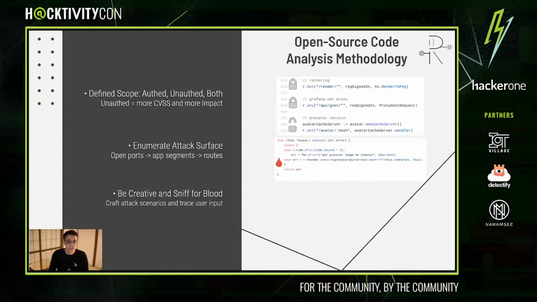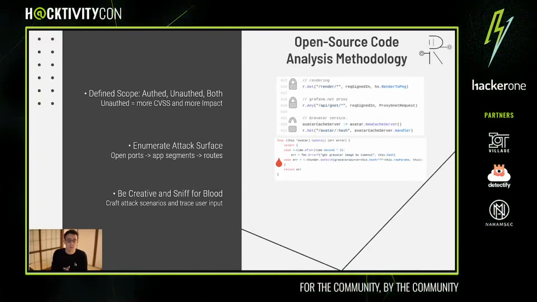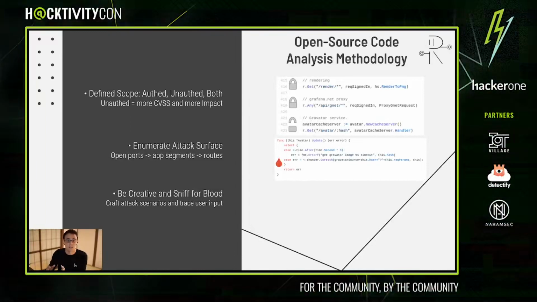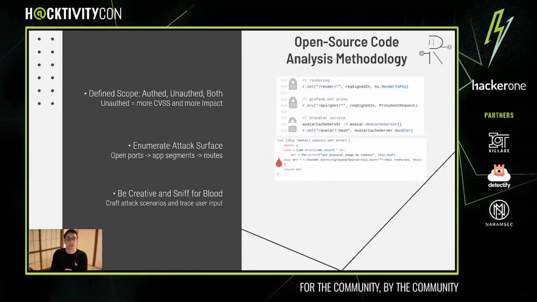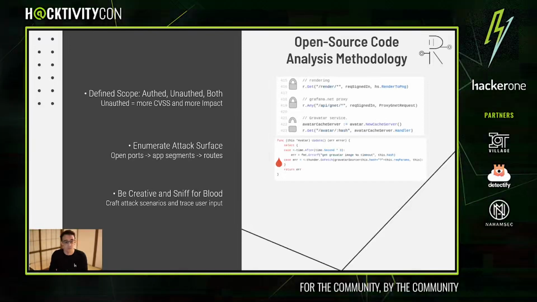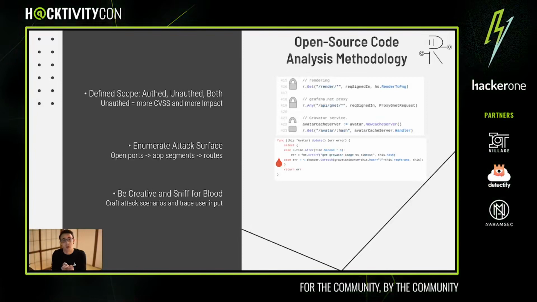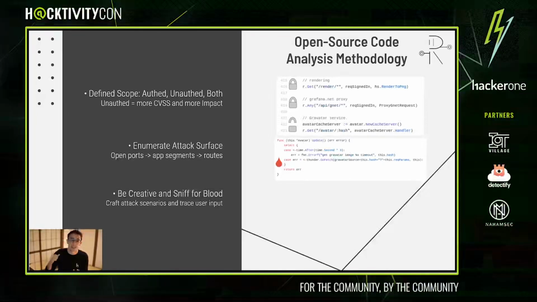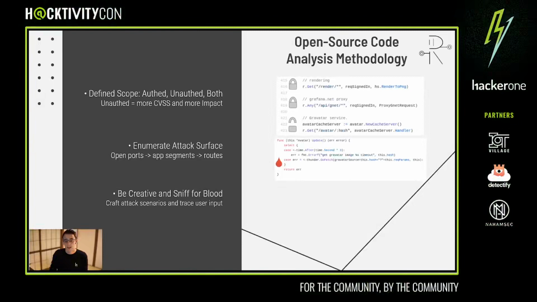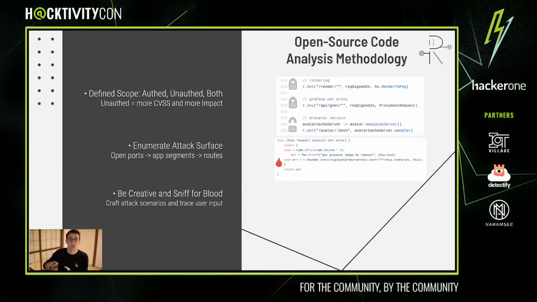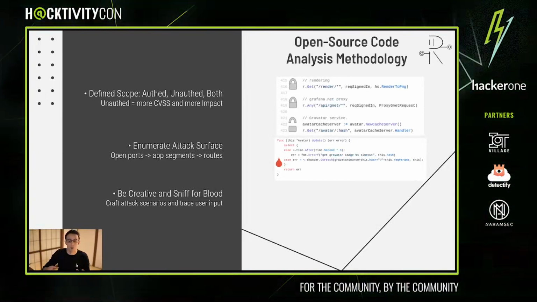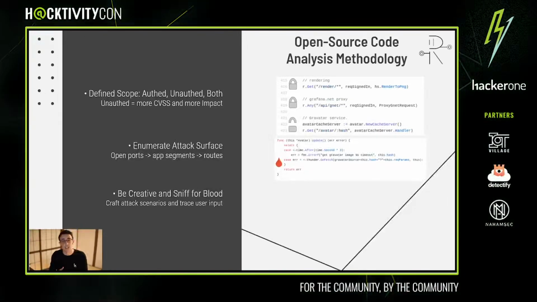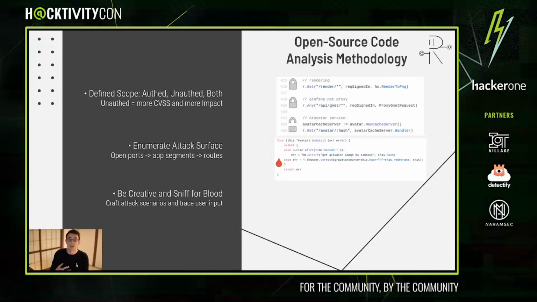And from there, I like to enumerate the attack surface specifically pertaining to unauthed vulnerabilities. So I start with open ports that this specific application would expose. I break it down into the app segments, so looking at where the reverse proxies are happening and where those reverse proxies are pointing back to internal APIs, figuring out where the source code is for that API, and just getting a good bearing on where we're at, and then diving down further into the routes, specifically focusing on the unauthenticated routes.